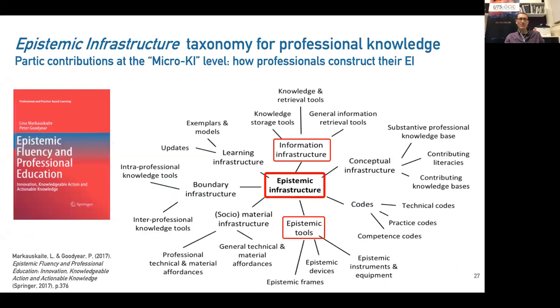I want to note also that there are other people in education thinking about infrastructure. My colleagues just up the road at Sydney University, Lina Markauskaite and Peter Goodyear, are talking about epistemic infrastructures, particularly for professionals in teaching. And they talk about information infrastructure and epistemic tools. They provide quite a rich theoretical lens for those of you interested in this.